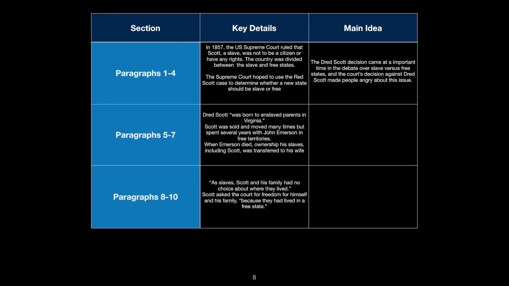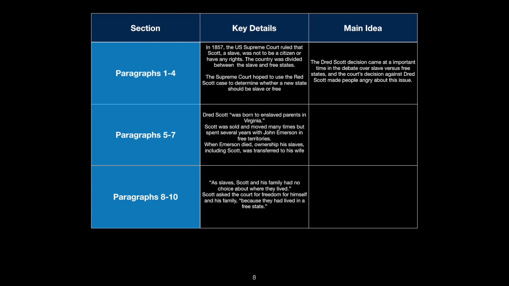So now, I want you guys to read the key details with me for paragraphs 5 through 7. Dred Scott was born to enslaved parents in Virginia. Scott was sold and moved many times, but spent several years with John Emerson in free territories. When Emerson died, ownership of his slaves, including Scott, was transferred to his wife. So let's get the main idea of that one, guys, and write it down in that box.